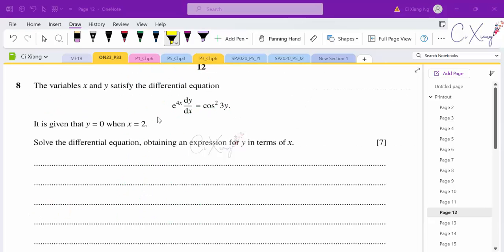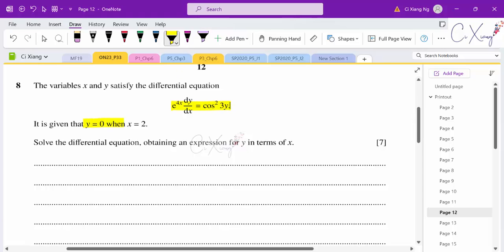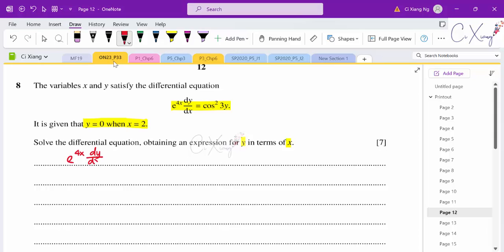Okay, so question number 8. We are given the differential equation. Then we are given the initial value. Then they want us to solve the differential equation, obtain the expression y in terms of x. Okay, so for this question, to solve the differential equation, we need to separate our variables, all the y to one side, all the x to the other side. So basically, I'm having the equation like this.